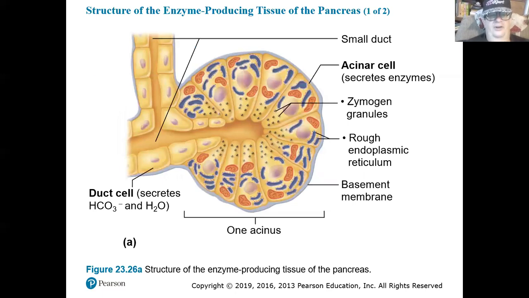All right, so here we have enzyme-producing tissues in the pancreas. Not talking about hormone-producing. So the acinar cells make the enzymes. They're making them in little zymogen granules. And in order for them to do that, they have lots of rough ER because they're making proteins, enzymes.